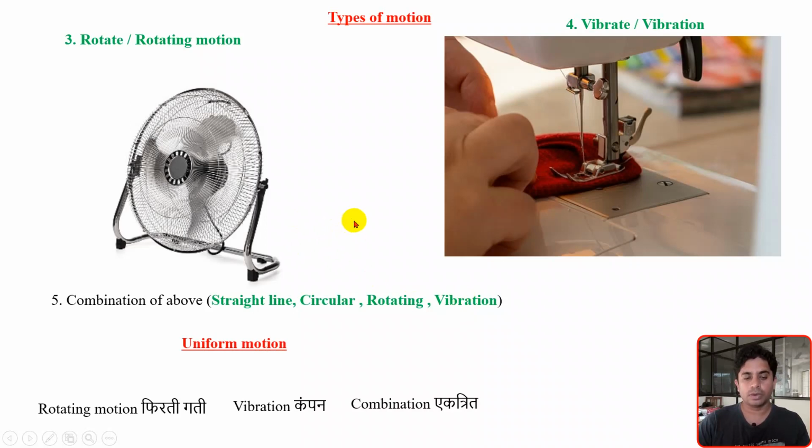Besides this, there are two more types actually, uniform motion and non-uniform motion. So what are uniform motion and non-uniform motion? We will discuss in the coming videos.